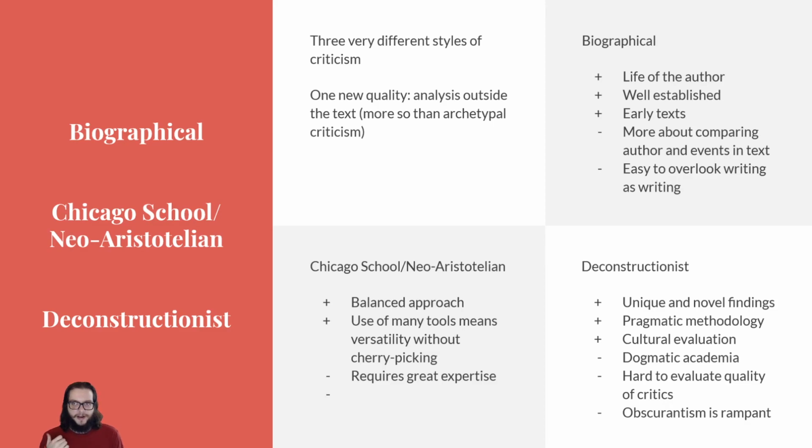So yeah, three schools for today: biographical, which focuses on people's lives and then how that plays into the text; Neo-Aristotelian, where they are going to be using a variety of methods to figure out why we write, what the purpose is, and how we write; and deconstructionist criticism, which is part of the postmodern movement.